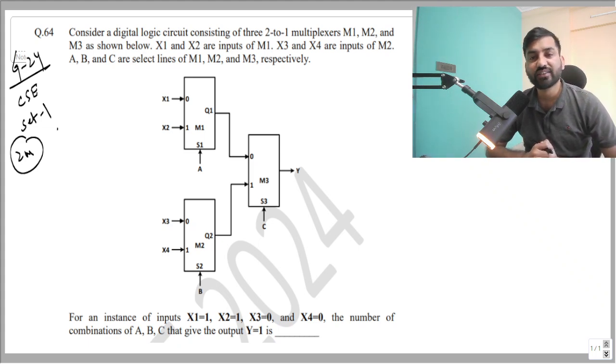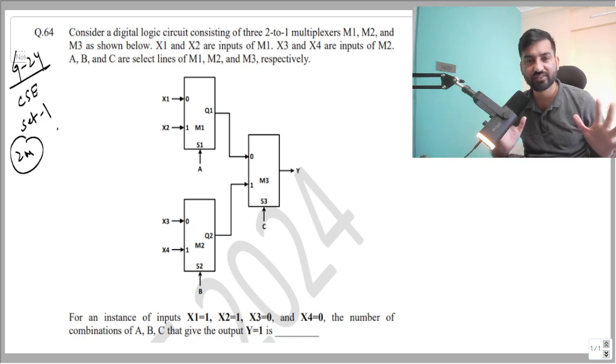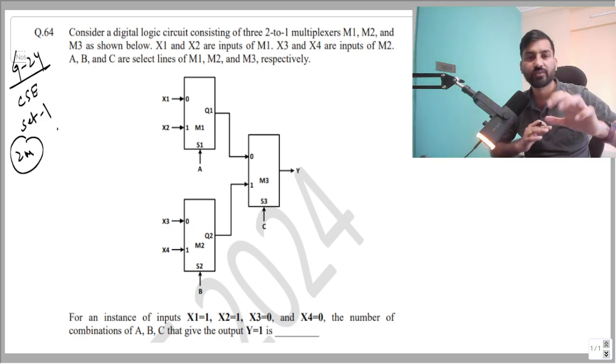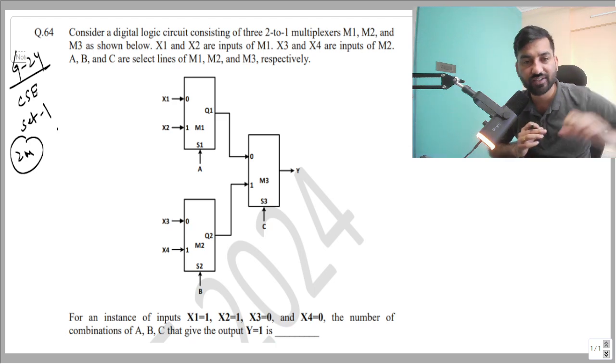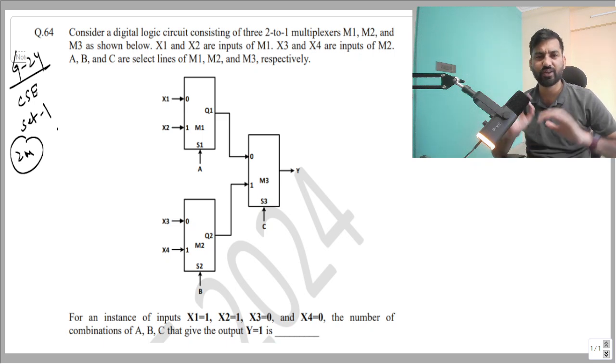So consider a digital logic circuit. This is the circuit which is given, a kind of mux tree, with 2:1 muxes, and M1, M2, M3 as shown below. X1 and X2 are inputs of M1, and X3 and X4 are inputs of M2. A, B, C are the select lines of M1, M2, M3 respectively. You can just go through the question.